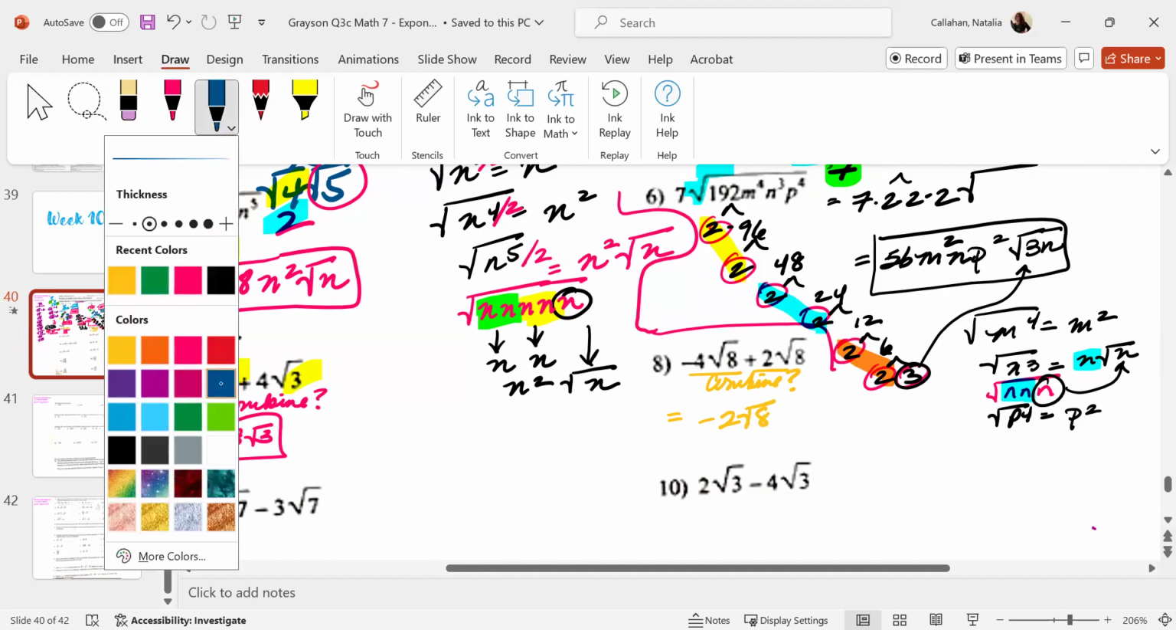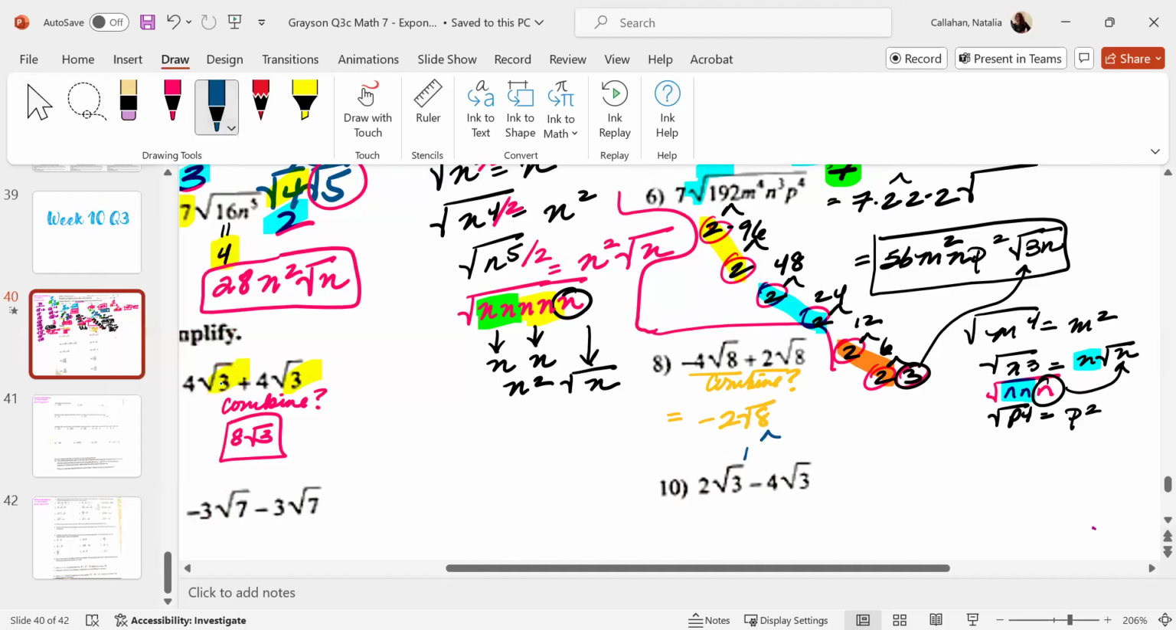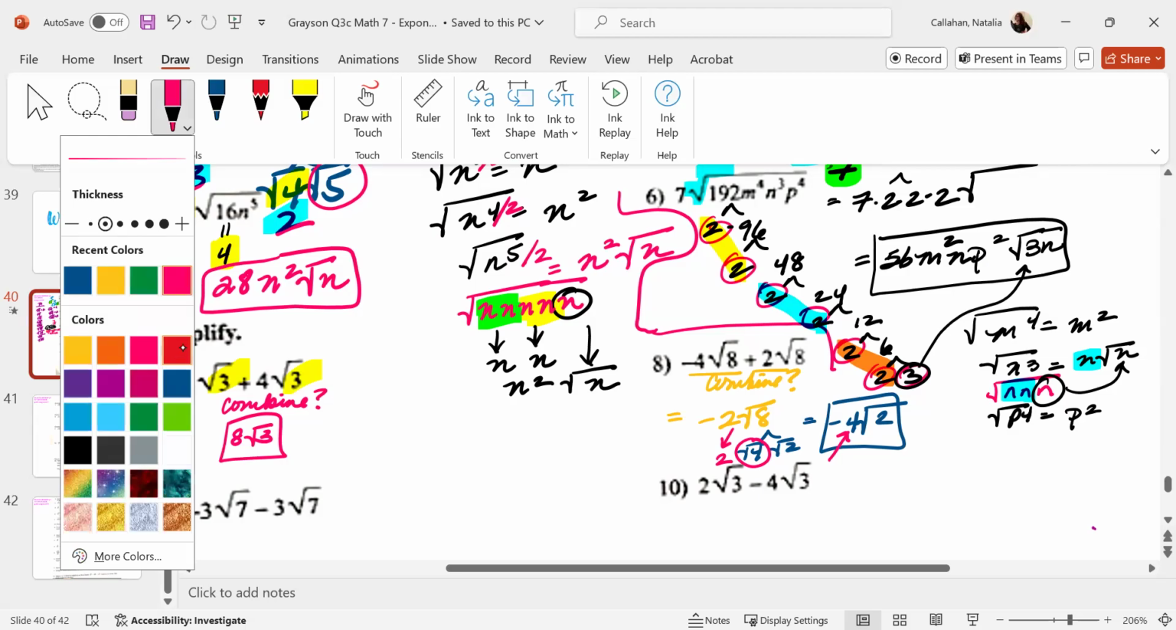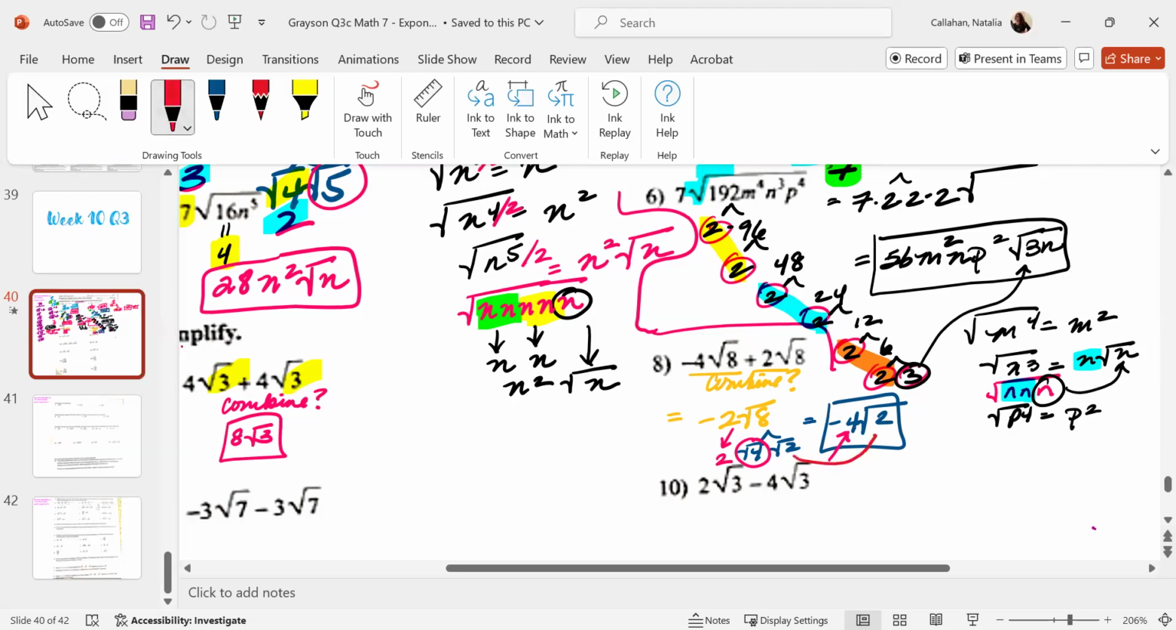Can you simplify the 8? Can you break it down? Yes. So break it down. So -2 radical 2, this part becomes a 2, right? Negative 2 times 2 is, and it's on the outside. Do you see that? Okay, so make the changes there. But this 2 stays on the inside.